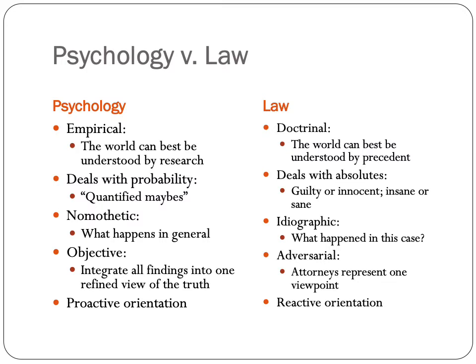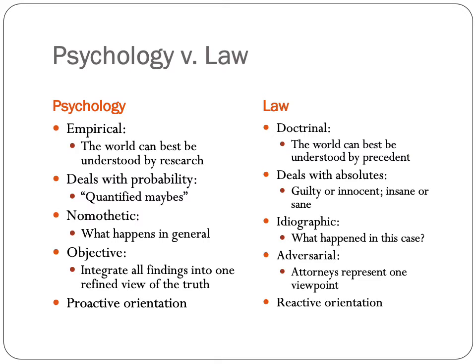In psychology, we deal with probabilities, right? These are quantified maybes. If you think about it, we have effect sizes in research, which means that the independent variable affects the dependent variable this much. So if you have an r squared of 0.3, 30% of the variation in the dependent variable is caused by the independent variable, right? And so we don't say stuff like, if you grew up in an abusive household, you will become a serial killer. It might help push you to become a serial killer, but we don't say guaranteed this is what's going to happen. Law is very different than that.